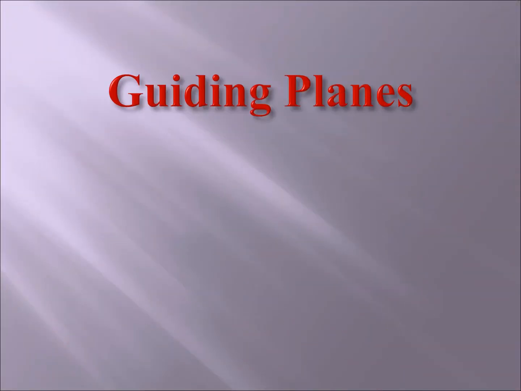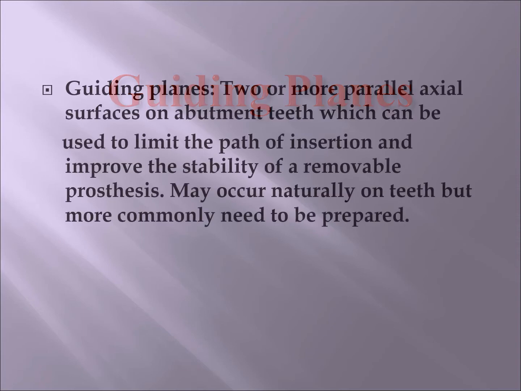Now, today's lecture is about guiding planes and guiding plates and rests and rest seats. Guiding planes. These are two or more parallel axial surfaces on abutment teeth which can be used to limit the path of insertion and improve the stability of removable prostheses. They might occur naturally, but in most cases you need to prepare them. So they are parallel axial surfaces. They are not just proximal, they can be on the palatal and proximal surfaces as well, and the main function is to improve the stability of removable prostheses by limiting the path of insertion and removal to a single path of insertion and removal.